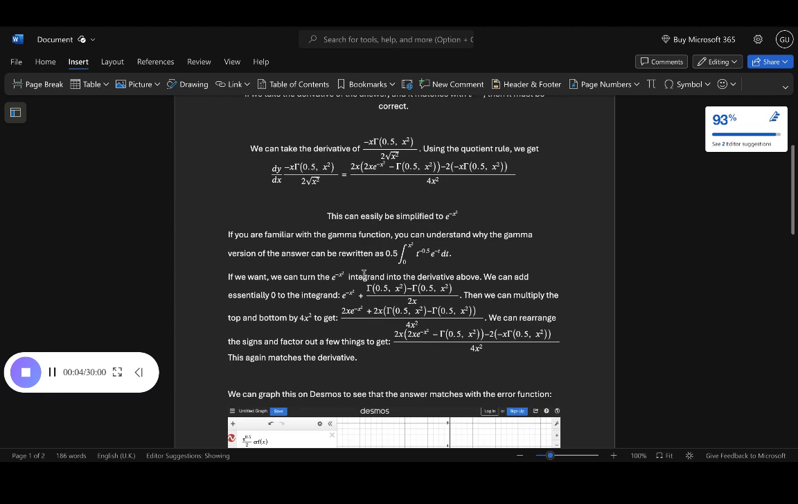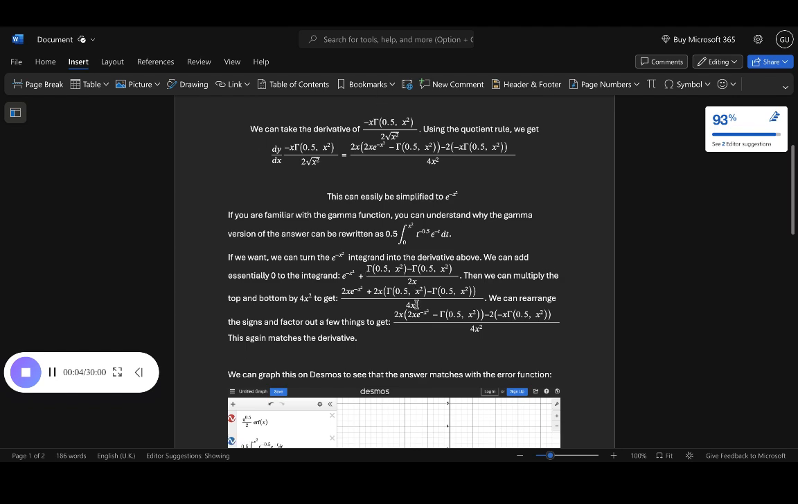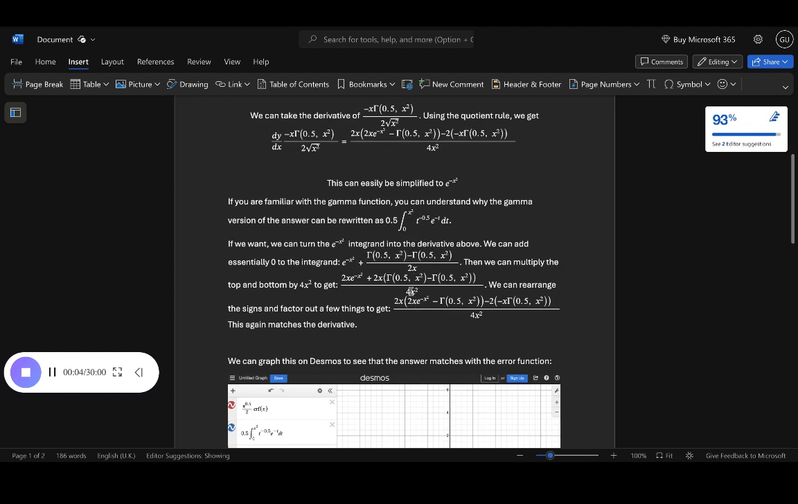Now, again, we can turn e to the negative x squared into the quotient rule that I proposed above. We can add 0 by using the gamma function, dividing it by 2x, multiply the top and bottom by 4x squared, and then we rearrange again to get the quotient rule that I proposed.